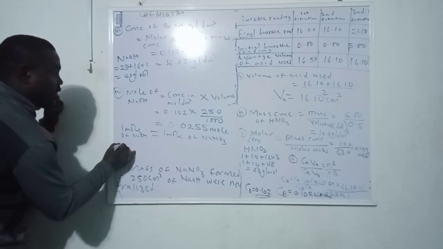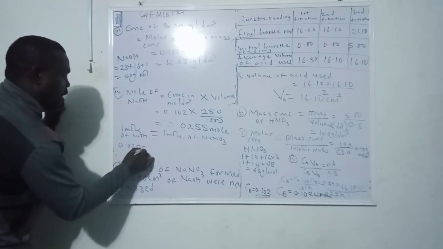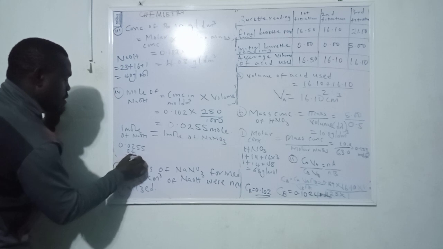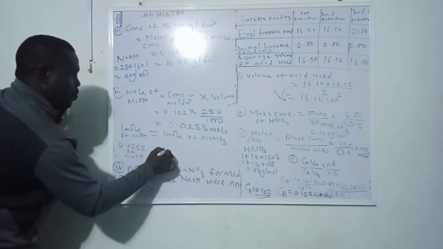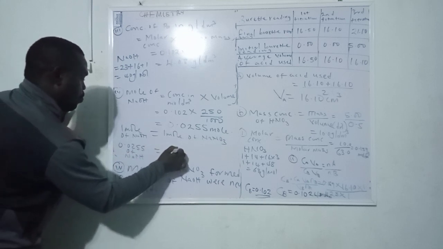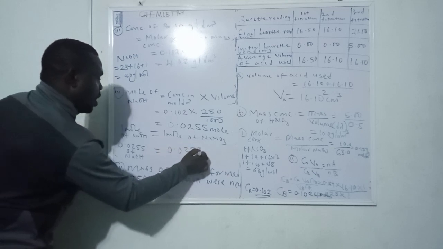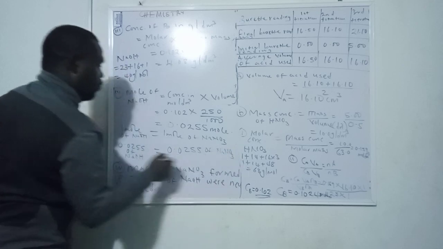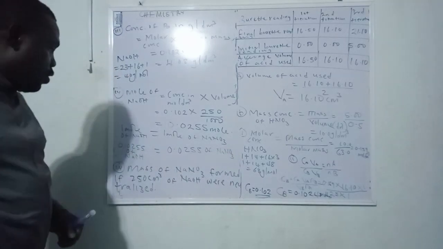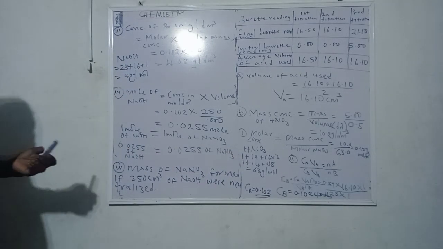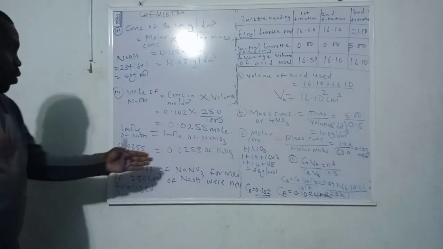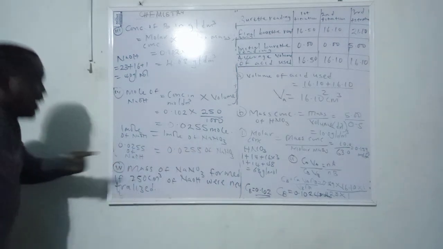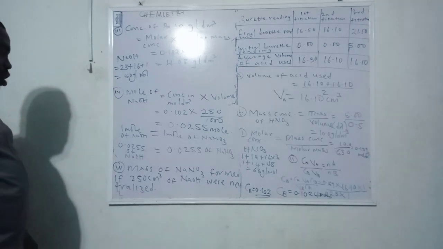So it means that 0.0255 of this will give us 0.0255 of sodium trioxonitrate 5. This is so important for you to note. And so we have gotten 0.0255 mole of this. Now we are told to find the mass. It is the mass we are looking for.